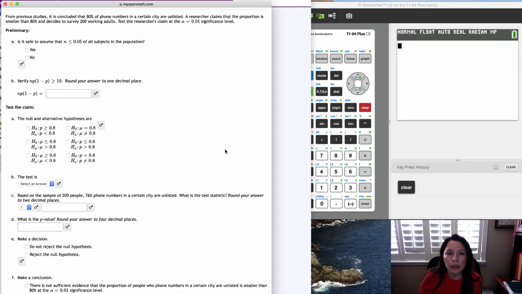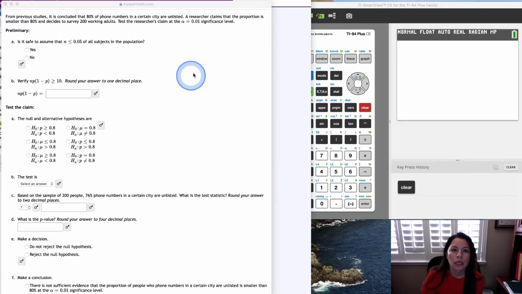So for this example, we are going to test a hypothesis about a one sample population proportion. From previous studies, it is concluded that 80% of phone numbers in a certain city are unlisted. A researcher claims that the proportion is smaller than 80% and decides to survey 200 working adults. Test this researcher's claim at the alpha 0.01 significance level.